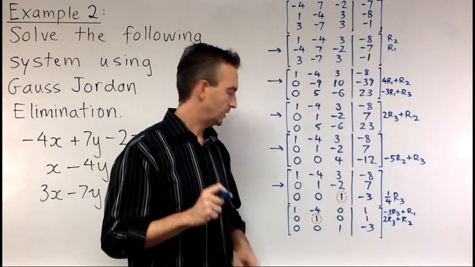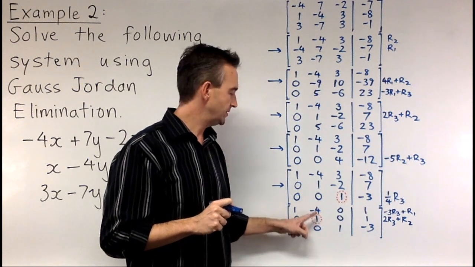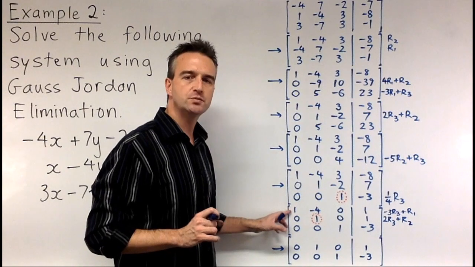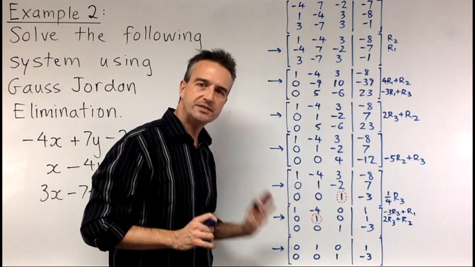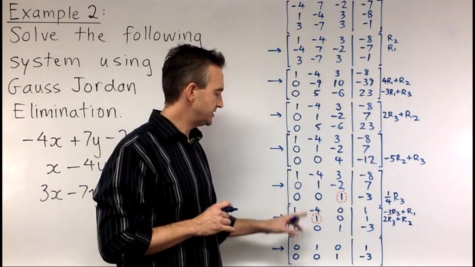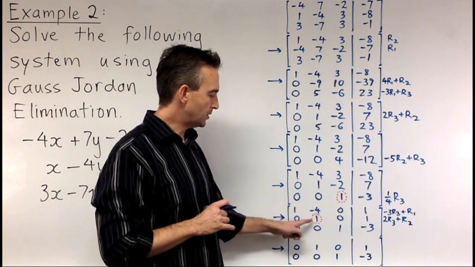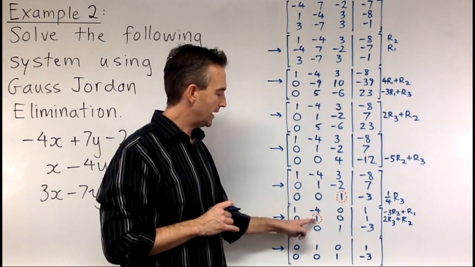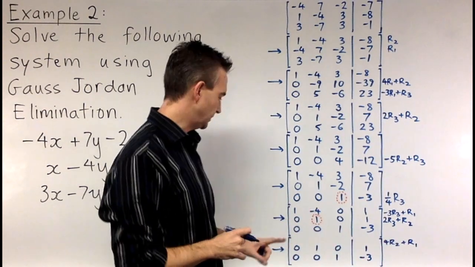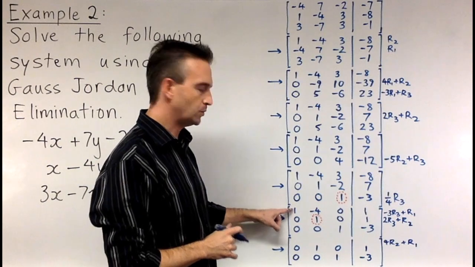We are nearly home. We now use this one to turn this -4 above it into a 0 as well. Only the first row is going to change, so I've written the second and third rows down there already because they're not going to change. So to turn this -4 into a 0, let's multiply this by +4, add it to the first row, and that will give 0. Like that, let's do it. 4 times this is 0, plus 1, 1.